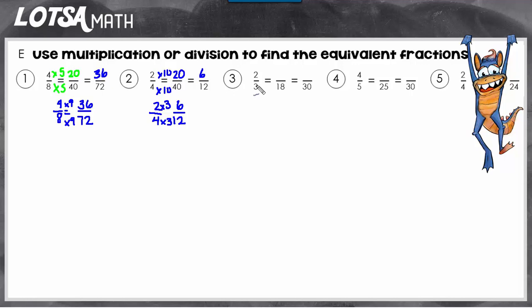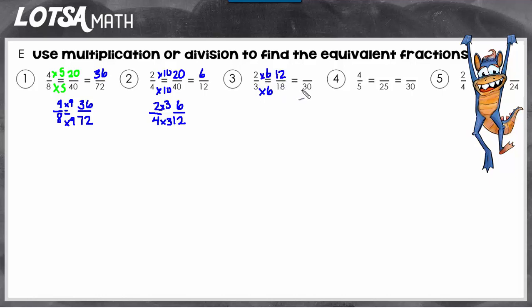So let's look at number 3. Here we have 3 to 18. So I know that 3 times 6 is 18. So what I do to the bottom, got to do to the top. So 2 times 6 is 12.